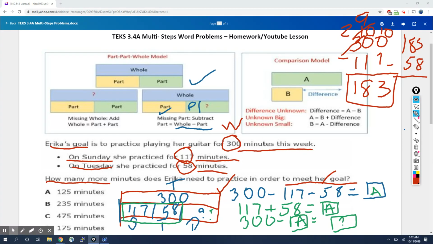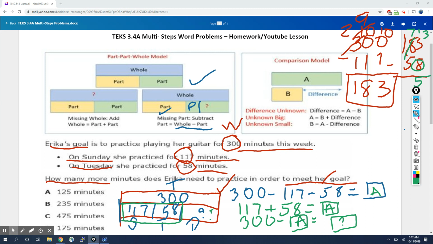3 cannot take away 8, so we group this one and it becomes a 7, and this one becomes a 13. 13 take away 8: grab 8, count to 13. 8, 9, 10, 11, 12, 13. So it's 5.